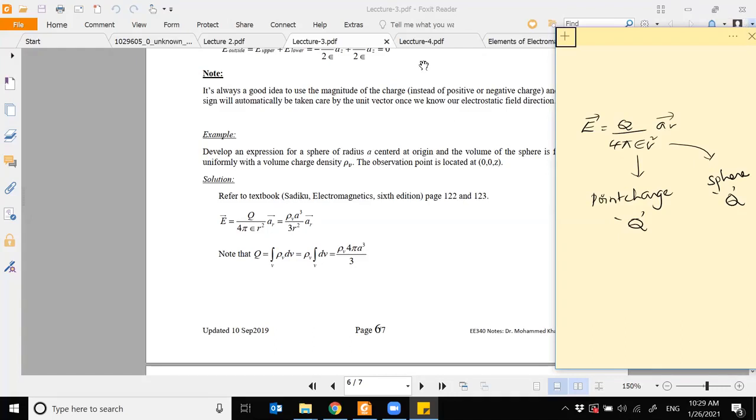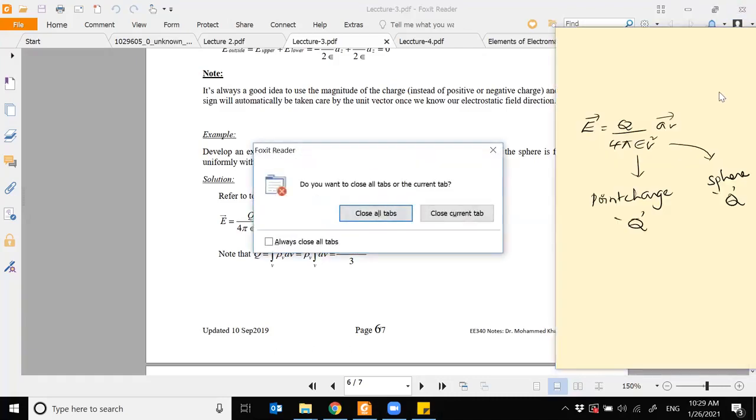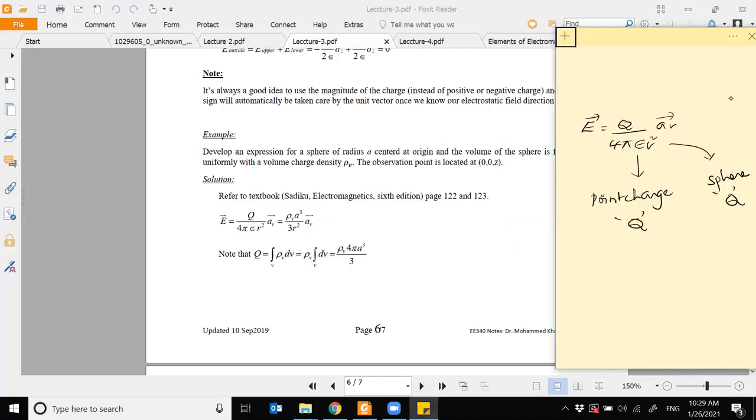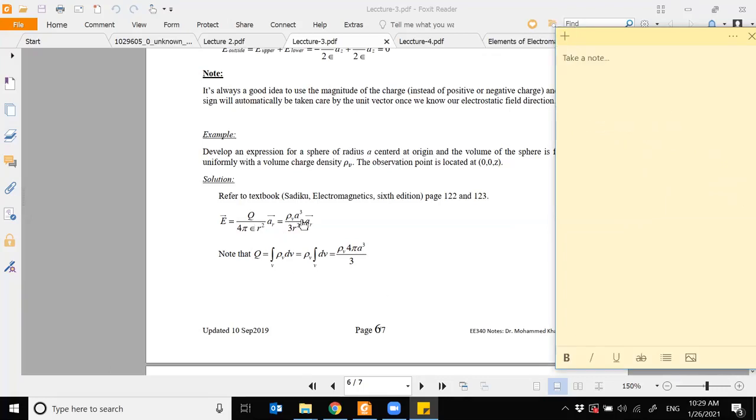Okay, so when we look at Gauss's law, we will again derive the expression, and there we will see this. Okay, so this I'm leaving to you. So do it by yourself. And if you want, you can go through pages 122 and 123 and see how it is derived.